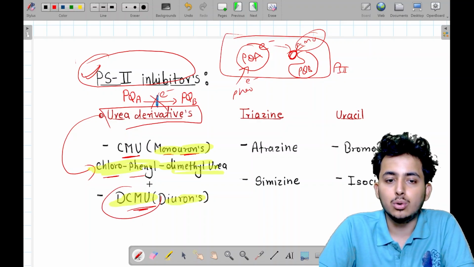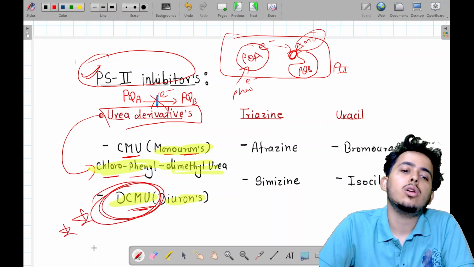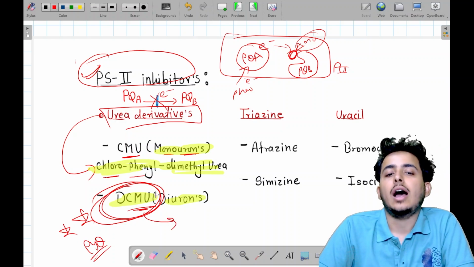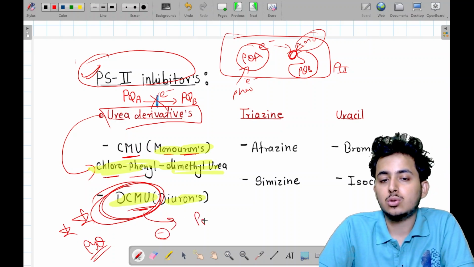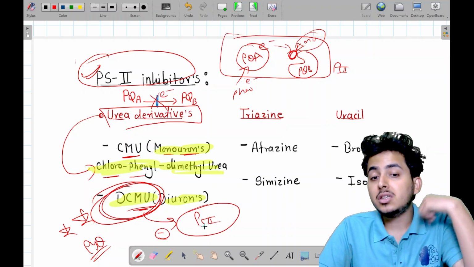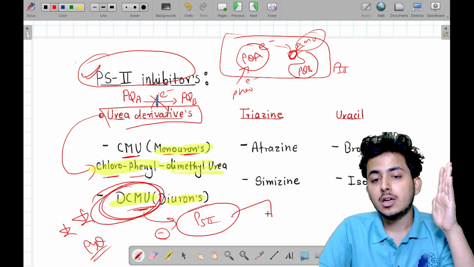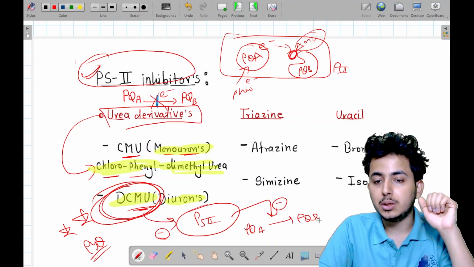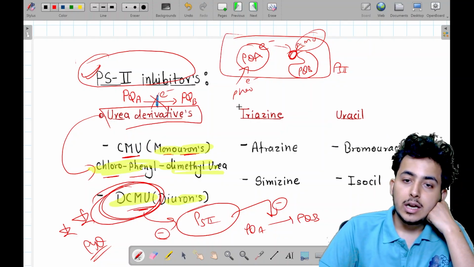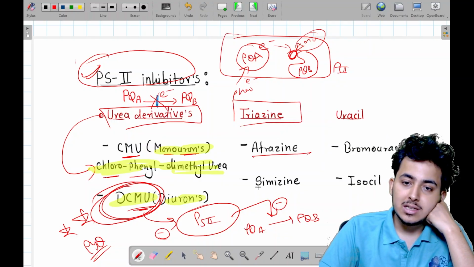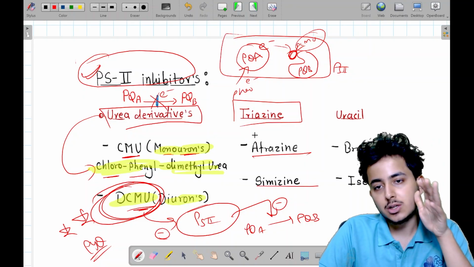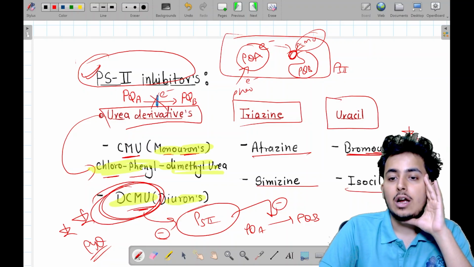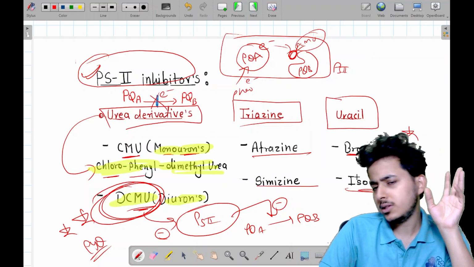DCMU is very important from the PYQs point of view, because in all PYQs there are questions on DCMU, and DCMU basically inhibits PS2. This is something you need to remember. Within PS2 specifically, it inhibits electron transition from PQA to PQB. Then you can have triazine derivatives like atrazine and simazine, which work in a similar fashion. And you can also have uracil derivatives like bromouracil, that is important, and isocil. So all these are the inhibitors.